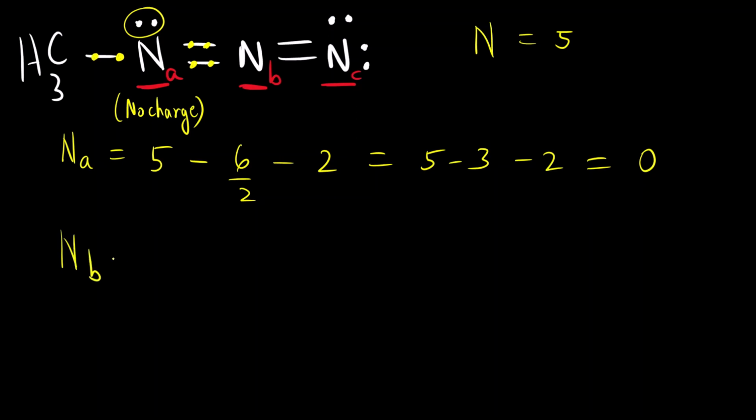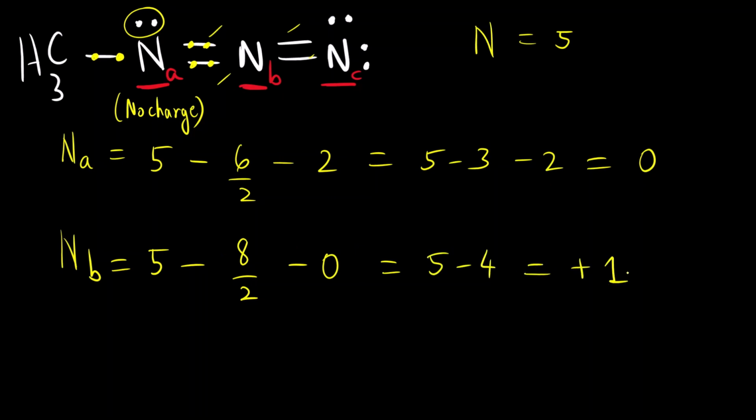Similarly, let us find out for Nb. Nb will have how many valence electrons? 5. How many bonding electrons? How many bonds are formed? 1, 2, 3 and 4. 4 bonds. So 4 into 2, 8 electrons. 8 divided by 2 minus how many lone pairs are present? 0. So 5 minus 8 divided by 2, which is 4. So the answer is plus 1. So the positive charge on Nb is plus 1.